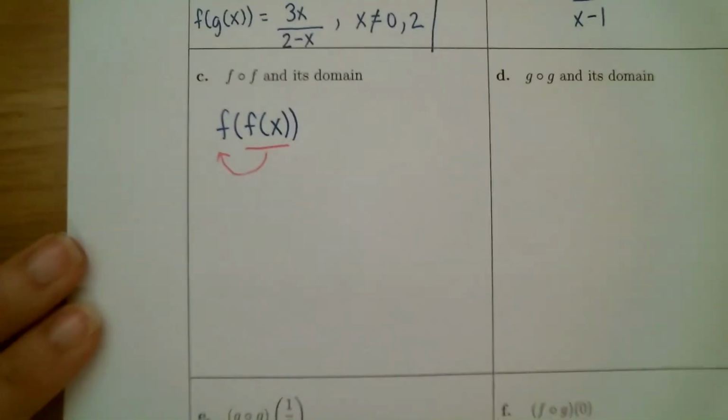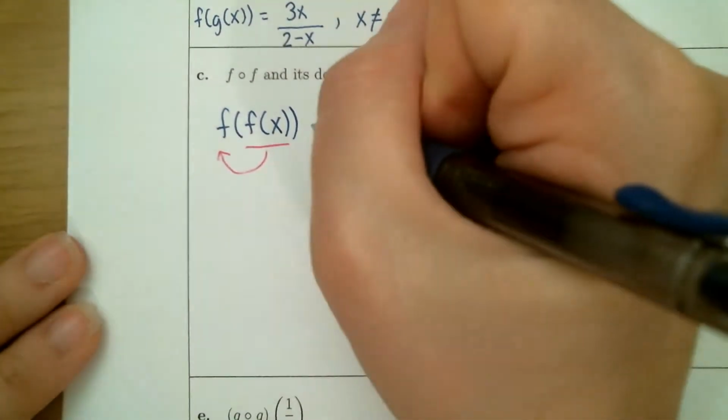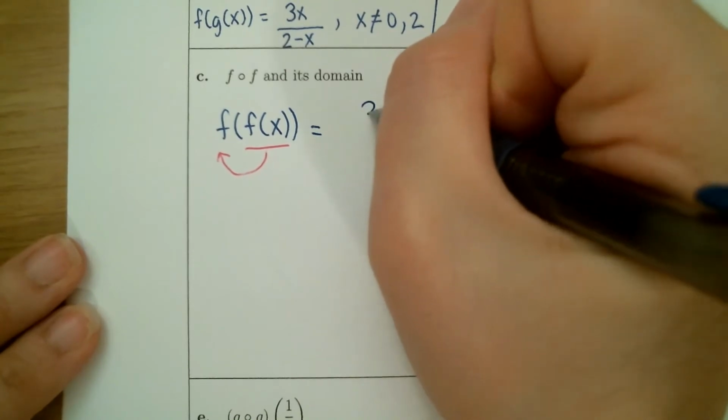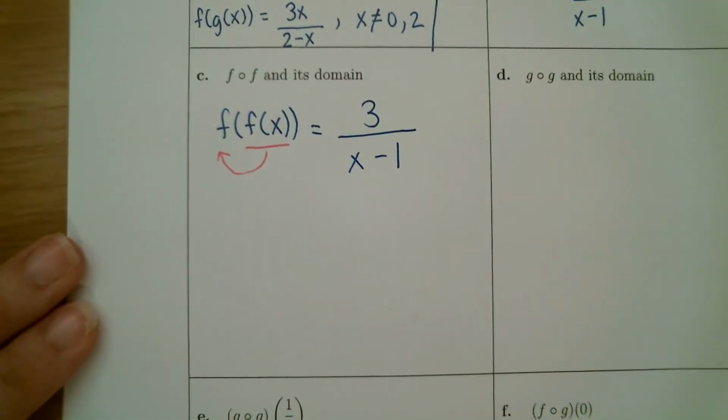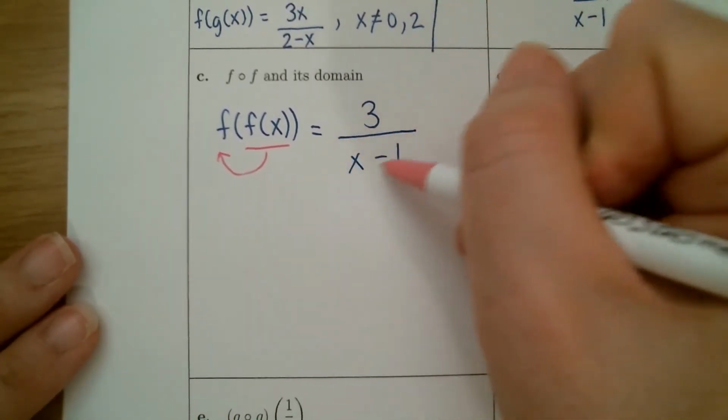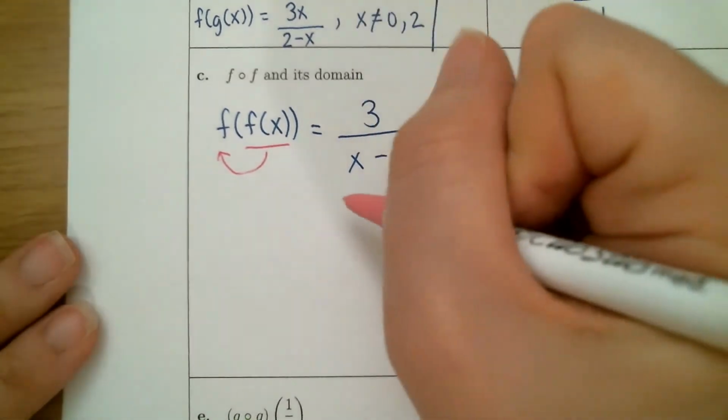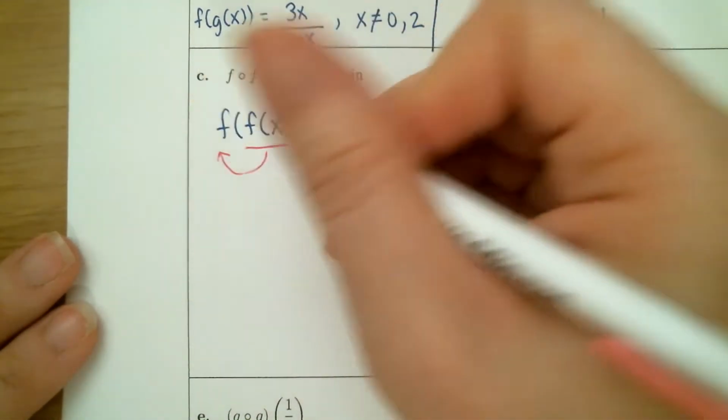Okay, so let's go ahead and form the function. So I'm going to write down f of x, 3 over x minus 1. And now I'm going to plug in. I wrote this down because this is the outside function. That's what I'm plugging into. So now I need to plug in the inside function.